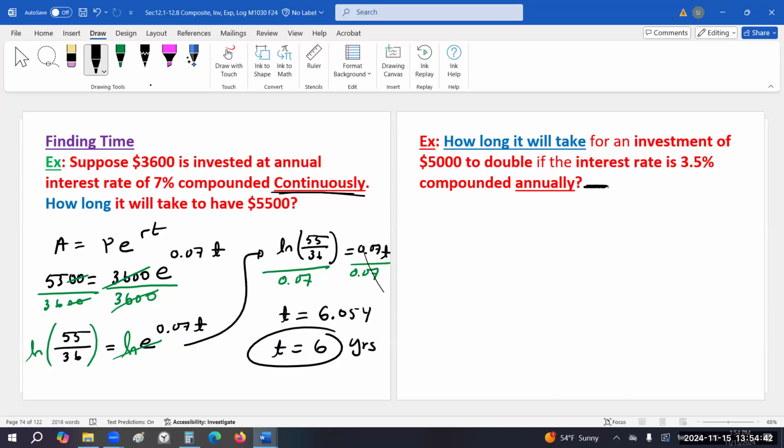So what's the formula we start with? A equals what? A equals P and then 1 plus R over N. Annually means how many times you're doing it. So what is our N? 1.